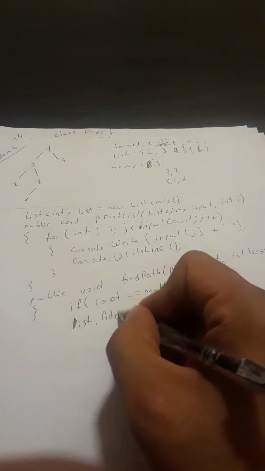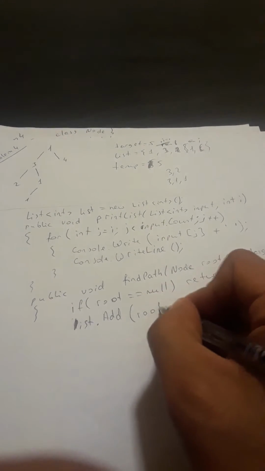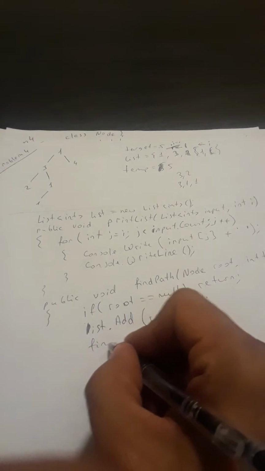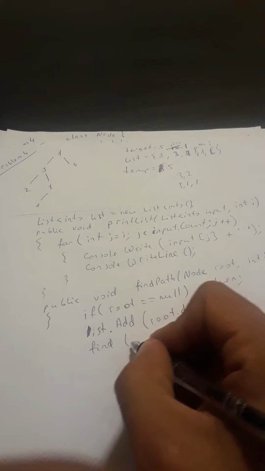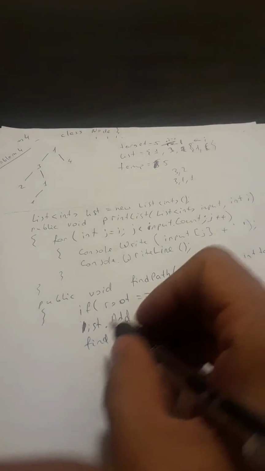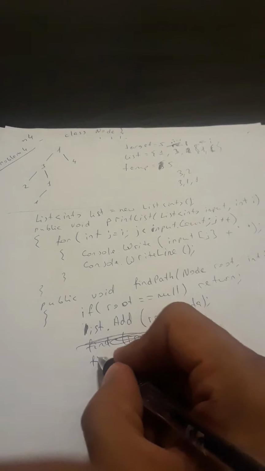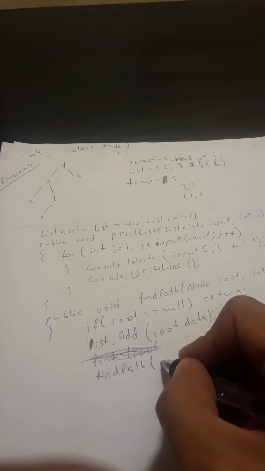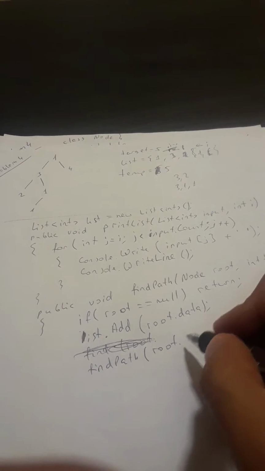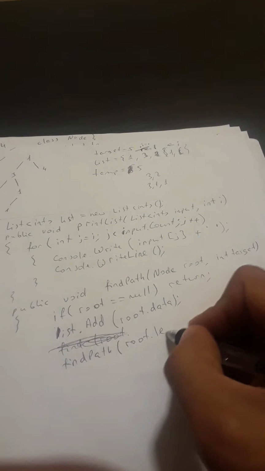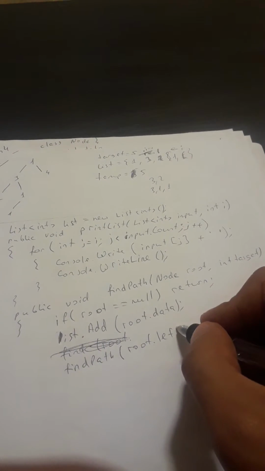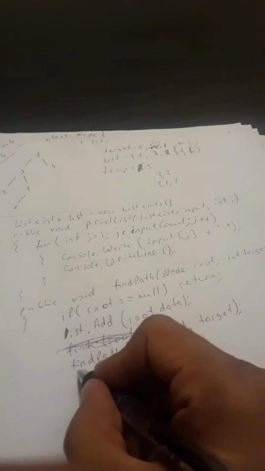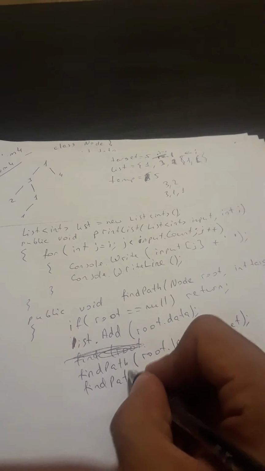So list add root data. After that I will go recursively to the left child. I will call this function again, and the passed arguments will be, first the left child, and then the right child.